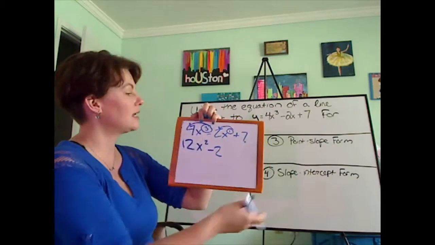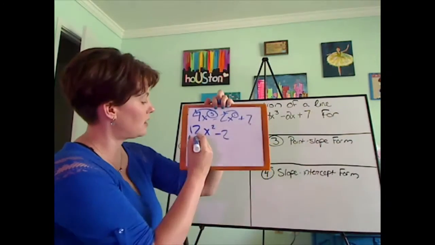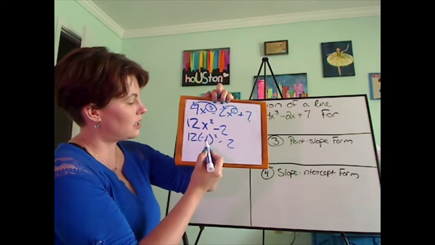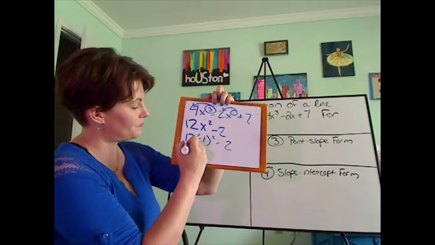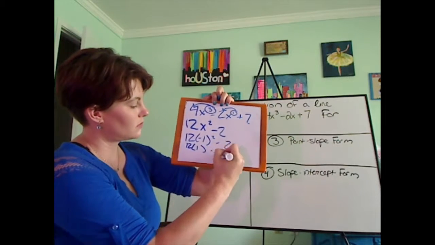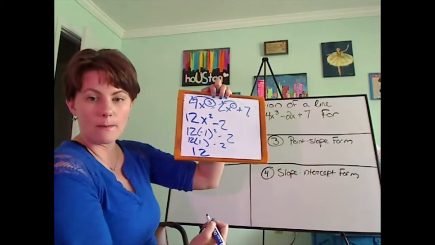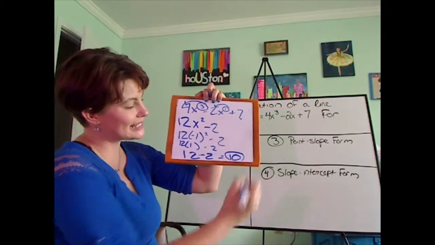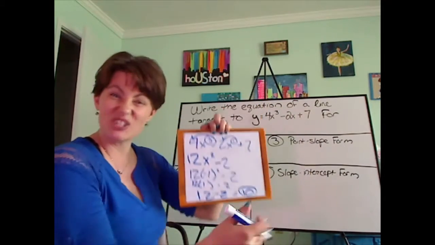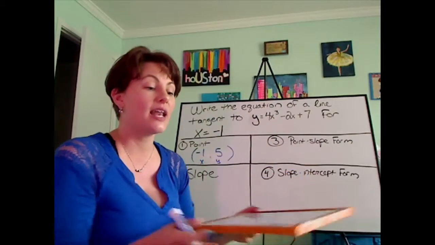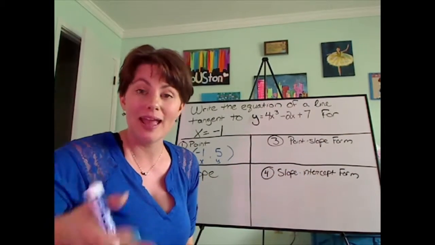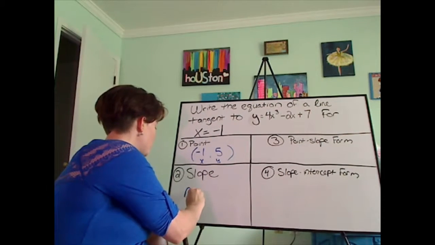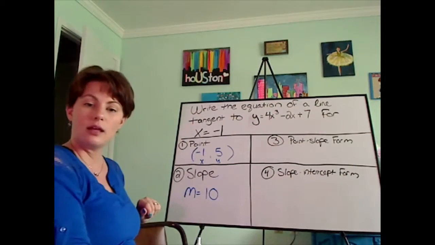Now we can plug in the -1. So 12 times -1 squared minus 2. -1 squared is +1. 12 times 1 is 12. Minus 2 is 10. So what is that 10 that we just found? It's the derivative of this polynomial at -1, but more simply put, it's the slope. So the slope, remember slope is m, so slope is 10.